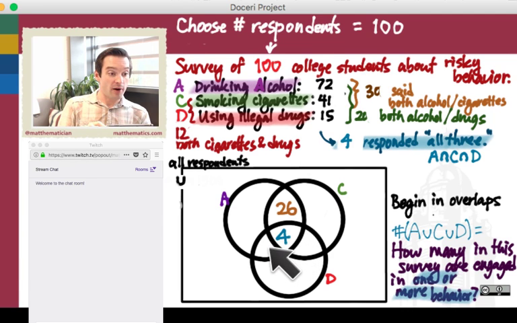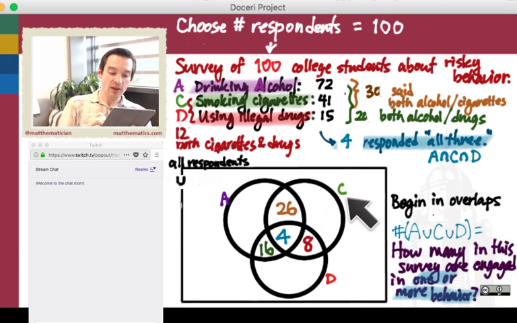This 4 is also part of the alcohol and drugs contingent. That's 20 people. And so if I take the 4 away from the 20, I'll have 16 that reside in this double overlap. This 4 is also part of the cigarettes and drugs category, which has 12 people in it. If I take those 12 away from this 4, I'll have 8 that are a part of that double overlap.